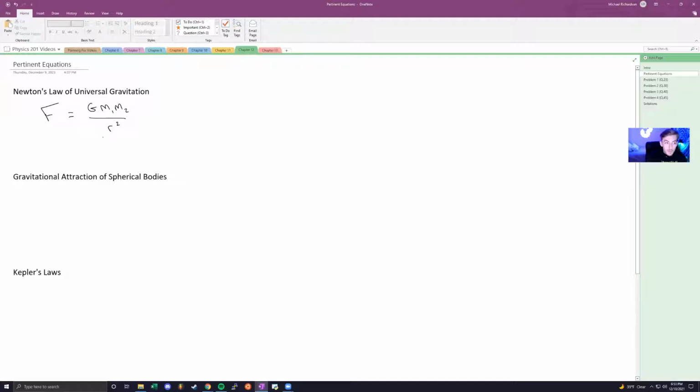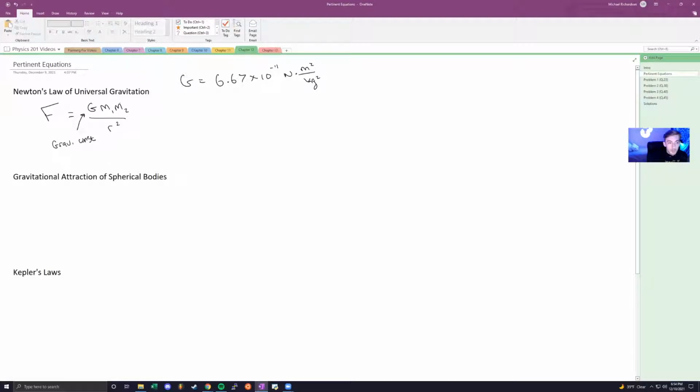Now, there are a few things to note about this. This G is not our lowercase g, our 9.81 meters per second squared. That's not what this is saying. This G is our gravitational constant. And we have it that G is going to be equal to 6.67 times 10 to the negative 11th newtons times meters squared per kilogram squared. Really strange units for this, but this just so happens to be what it is.